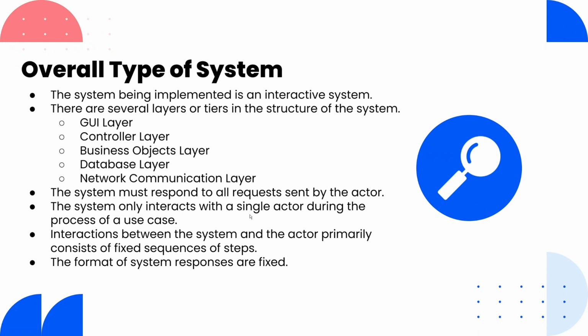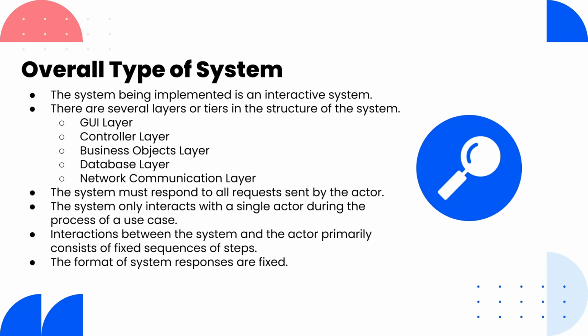So the overall type of system that our application can be classified as is an interactive system. There are several layers to the structure of our system. There is a graphical user interface layer, a controller layer, a business objects layer, a database layer, and a network communication layer. The system must respond to all requests sent by the actor, meaning this is definitely an interactive system for that reason.